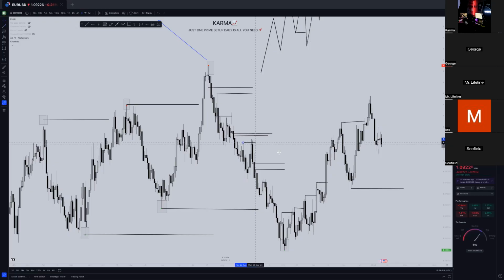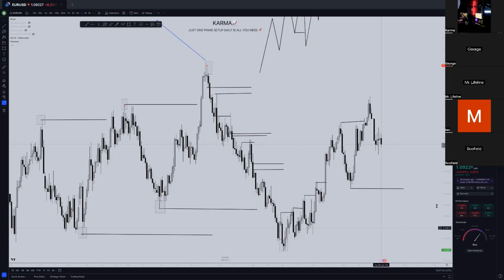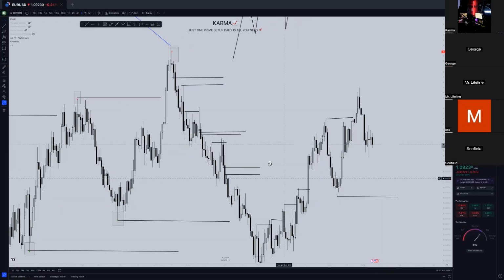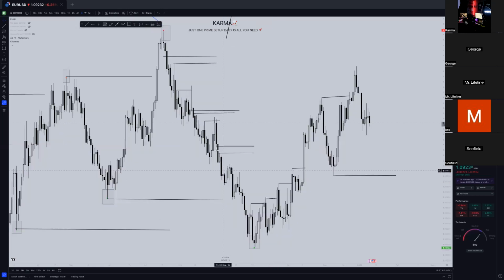So now, listen attentively, guys. This breakdown that I'm doing now is the same thing. You can use it on any time frame. So now, Kama said there's an imbalance here. There's an imbalance here. There's an imbalance here. Now, market used this one here. Follow me attentively, guys.